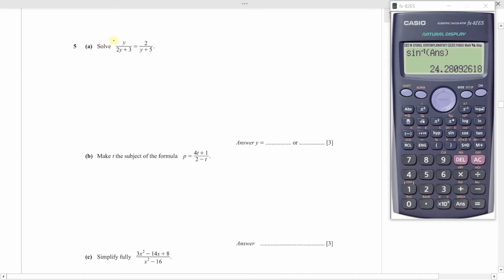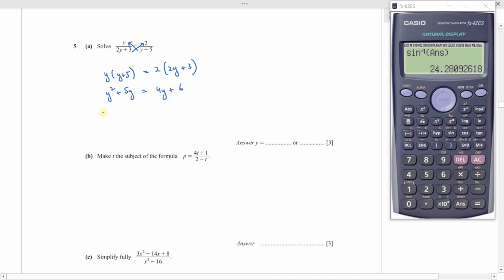Question number 5, part A, you have to solve this equation. So I can cross multiply. This y will be multiplied here and this will be here. So y multiplied by y plus 5 equals 2 multiplied by 2y plus 3. So this will be y squared plus 5y equals 4y plus 6.